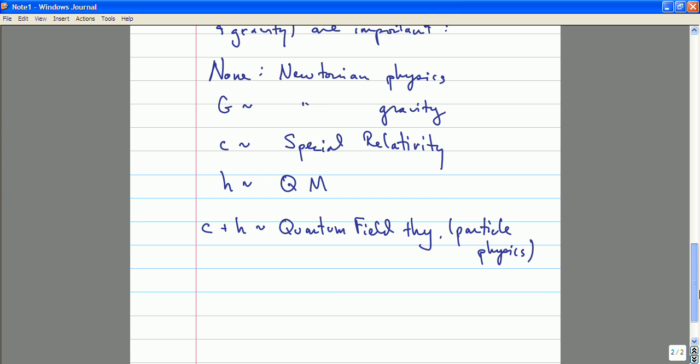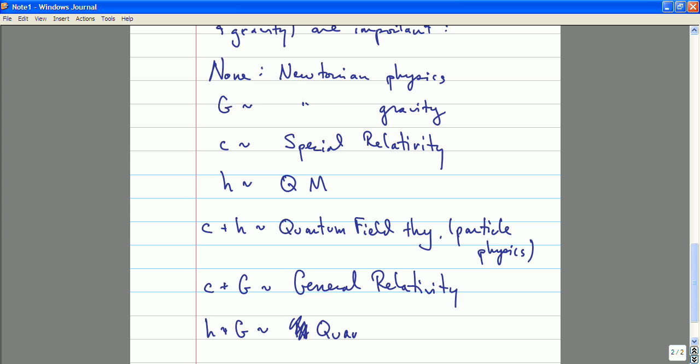If both gravitational and relativistic effects are important, then we have the theory known as general relativity. And if both quantum and gravitational effects are relevant, but relativistic effects are not relevant, then we have a theory that nobody actually really studies very much, because there are almost no physical situations that I can think of at least where this theory would be important. But this is a theory that one could study, which would be quantum Newtonian gravity.